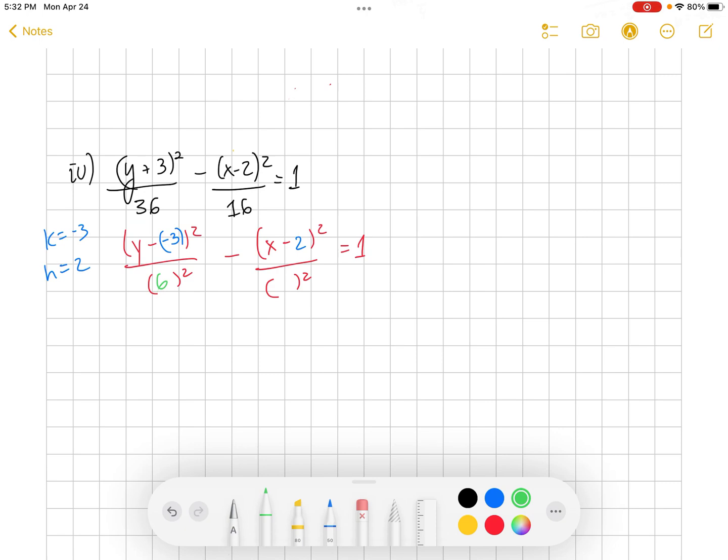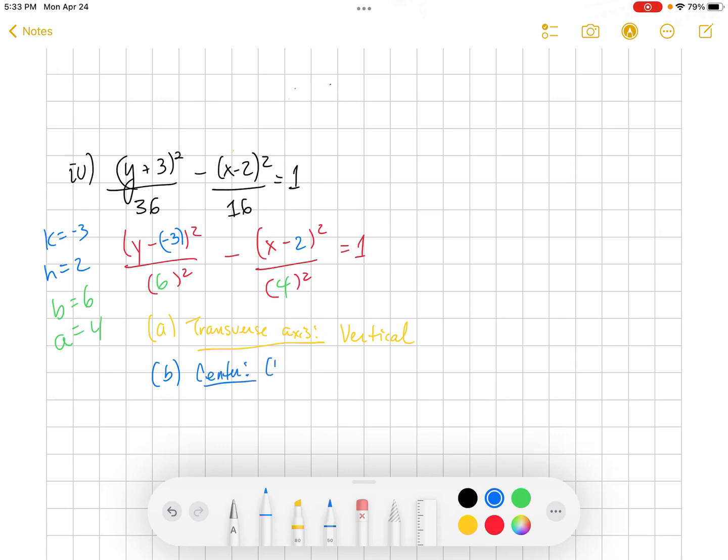And underneath the y minus negative 3 squared, what square gives you 36? 6, right? So I'm going to put 6. That's going to be my b. Remember, b, which is 6 here, is associated with the y. Now to find my a, what squared gives me 16? Well, 4, right? So 4 squared gives me 16. So my a, which is associated with the x, is going to be 4. All right, so what's the orientation of the transverse axis? It's going to be vertical. Why is it vertical? Because the y is the positive part. Think about that for a second. When I look at this, the y is positive, the x is negative. Since y has the positive part here, we're going to have a vertical orientation on our transverse axis.